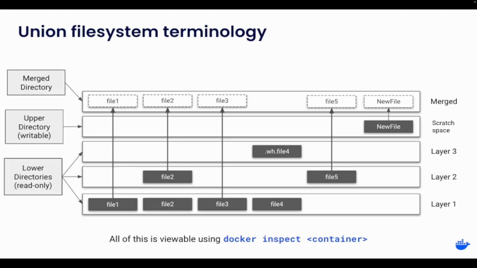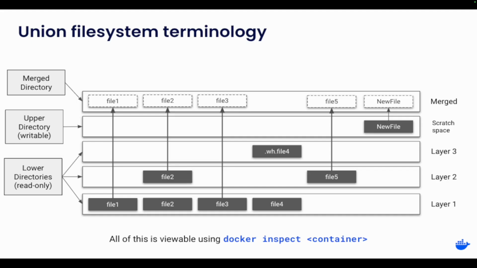Okay, so let's look at the terminology here and understand what we're talking about. So the layers that have been written are the lower directories. As I've said, they are immutable. They are read-only. The upper directory is the writable space. So if I am actively building this particular image or running in the container and actually making a modification, it goes to that upper directory.